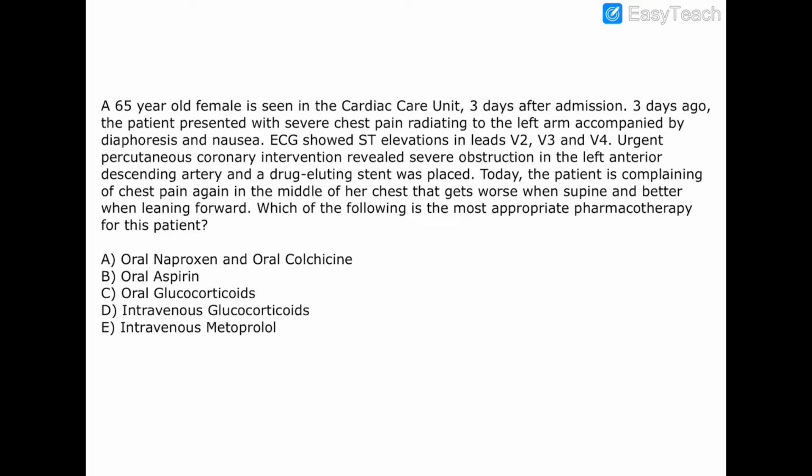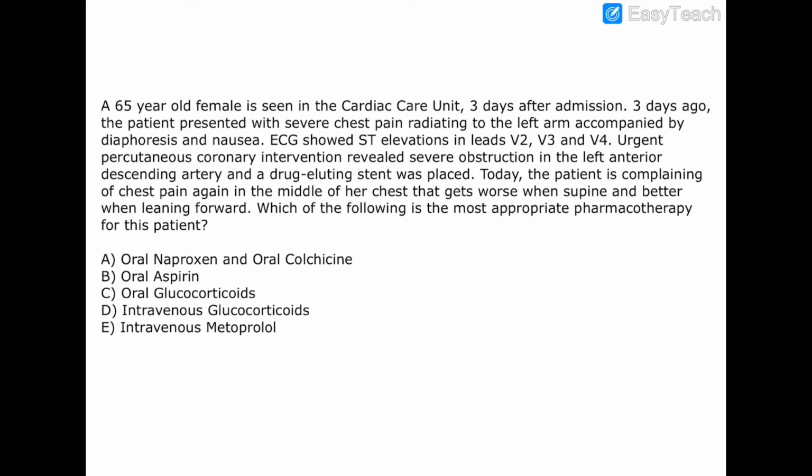So, a 65-year-old female is seen in the cardiac care unit 3 days after admission. 3 days ago, the patient presented with severe chest pain radiating to the left arm, accompanied by diaphoresis and nausea. ECG showed ST elevations in leads V2, V3, and V4. Urgent percutaneous coronary intervention revealed severe obstruction in the left anterior descending artery, and a drug eluting stent was placed.